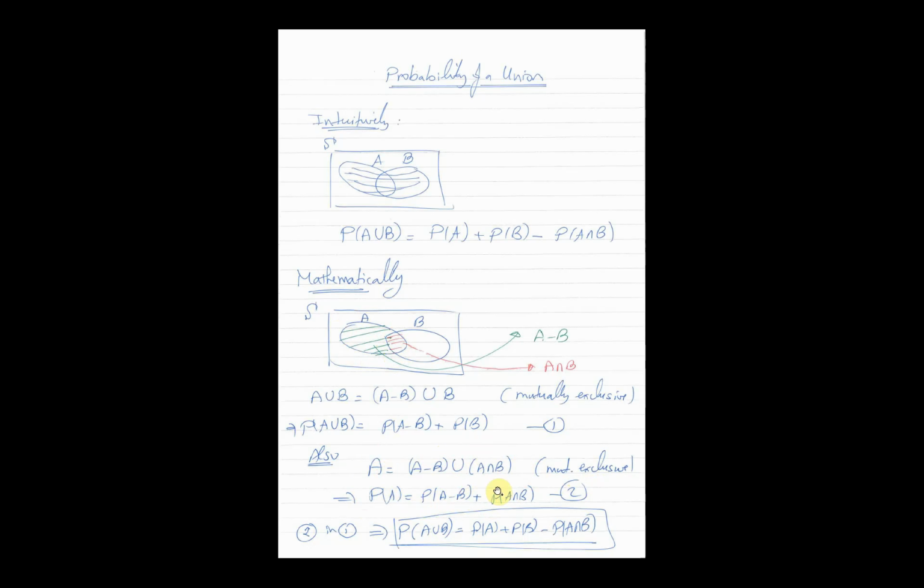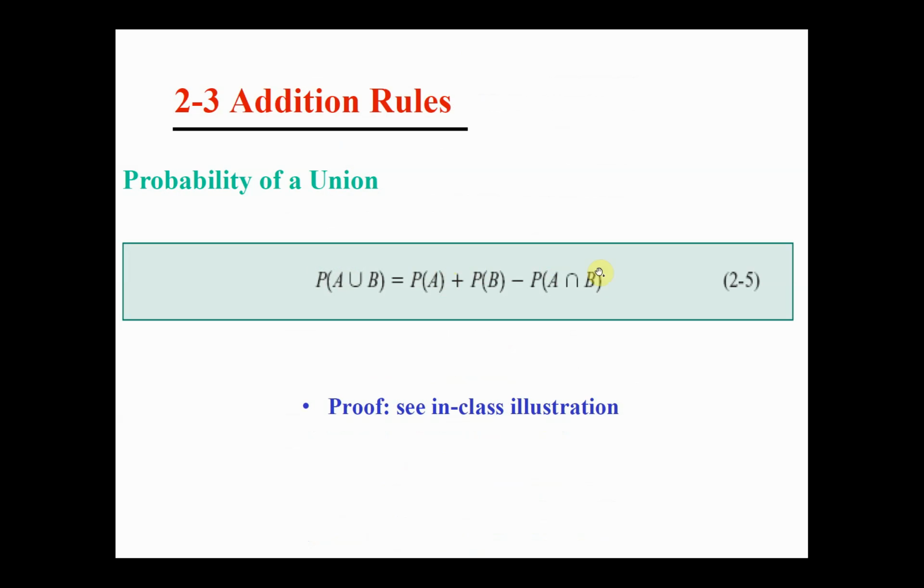Simply substituting 2 into 1 gives us what we want. Going to 1 again, the probability of A union B on the left, let's leave as it is. The probability of B, let's also leave as it is. But the probability of A minus B, let's substitute from 2. The probability of A minus B is simply the probability of A minus the probability of the intersection. When we substitute here, we readily get the probability of the union. So what you have seen from here onwards is a rigorous mathematical proof for the probability of the union.